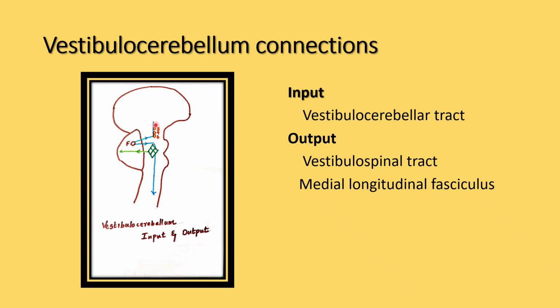Through the medial longitudinal fasciculus, it controls the third, fourth, and sixth cranial nerves. It is important for extraocular muscle movements. The eyeball movement is controlled by the third, fourth, and sixth cranial nerves, which are connected through the medial longitudinal fasciculus.